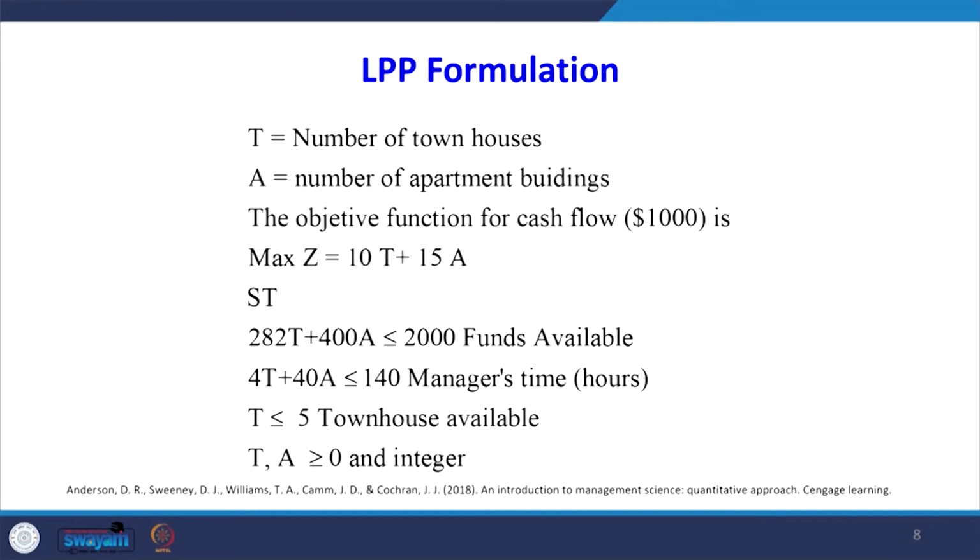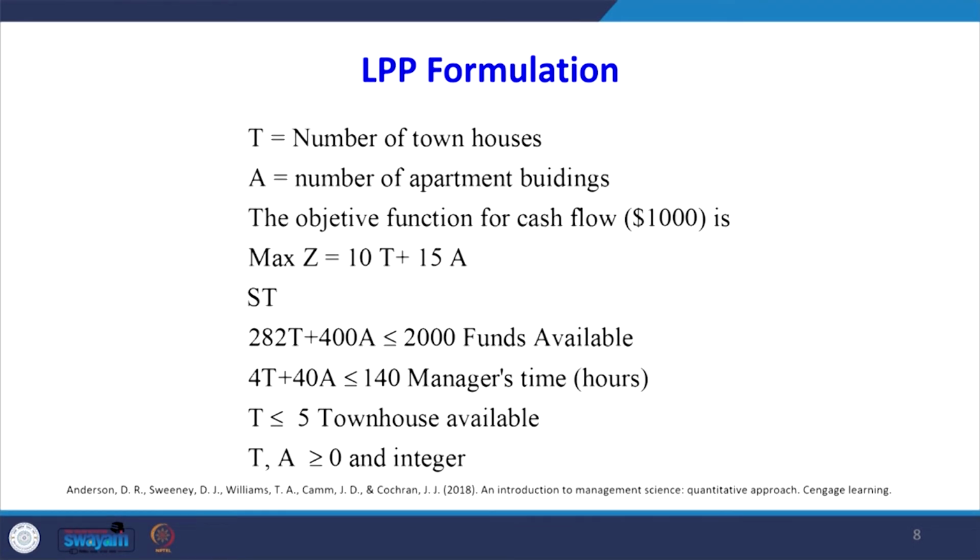So, we will consider the decision variables. T represents the number of townhouses, A represents the number of apartment buildings. The objective function for cash flow, in terms of 1000, is to maximize Z = 10,000 T + 15,000 A.